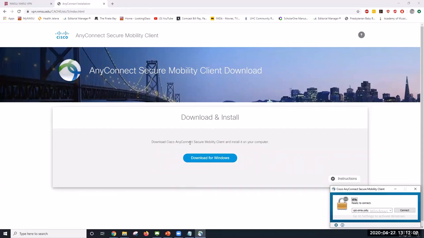And after it finds which version you need, just click download. I won't download it because I already have it, but it should be just next. Okay.